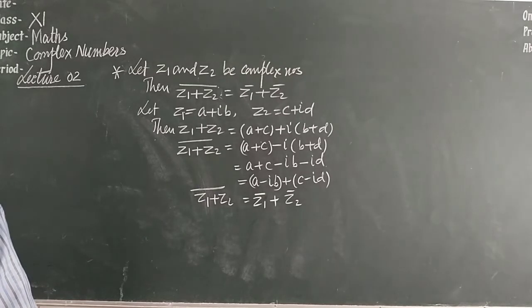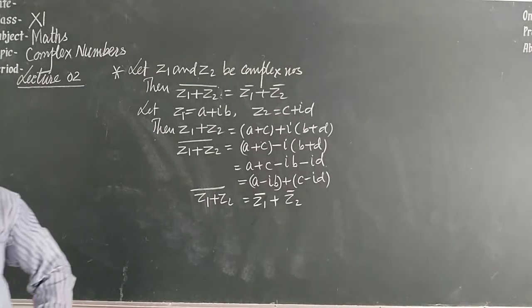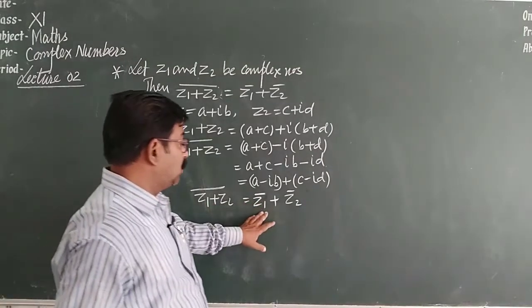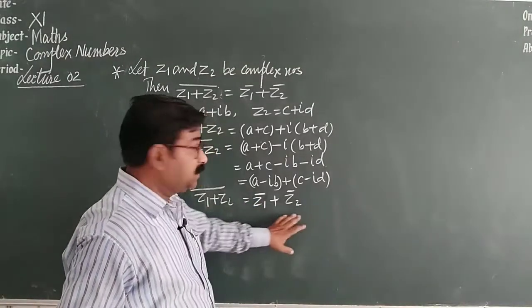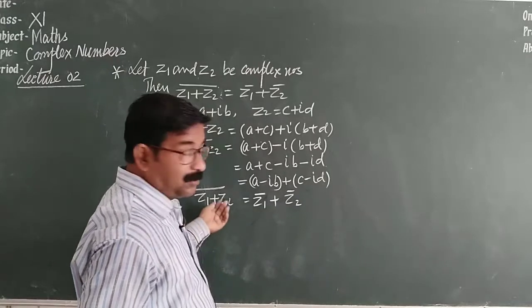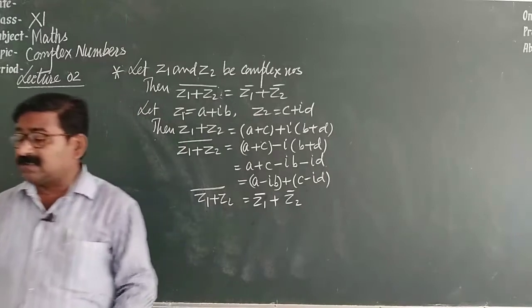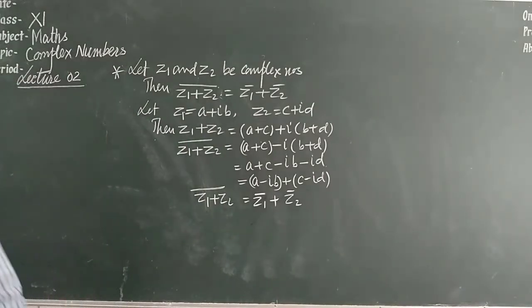Similarly, in case of difference, we have the conjugate of (z1 minus z2) is equal to z1 bar minus z2 bar. Similarly, the conjugate of z1 into z2 is equal to z1 bar into z2 bar. So these are the small theorems to be learned.